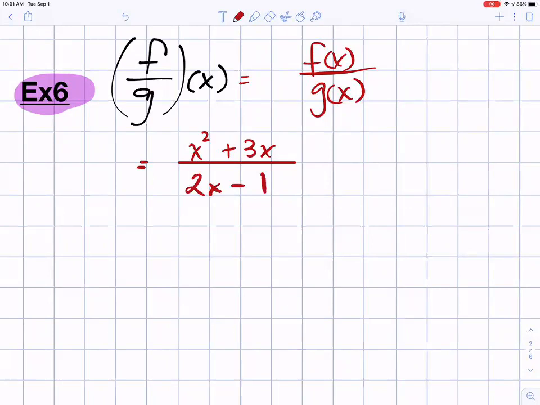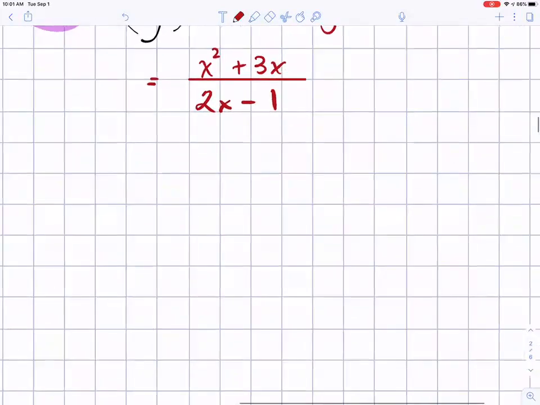Okay, but we do need to go find the domain. So let's talk about the first question on domain. What's the first question? You got a letter on bottom? You do? Okay, so now you're looking at that question. So let's take it further. If you have a letter on bottom, what does it say to do?